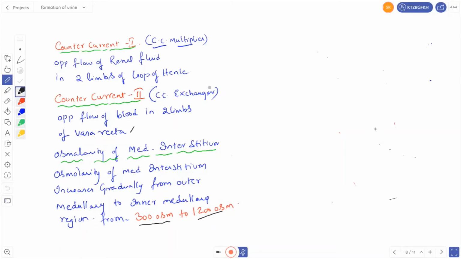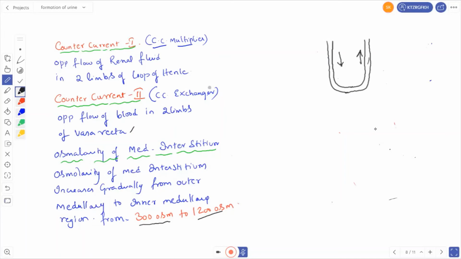So I am drawing the loop of Henle here. It is the opposite flow of renal fluid in the two limbs of the loop of Henle. So you know that one is the ascending limb and one is the descending limb. So this is the descending limb and this one is the ascending limb. So urine flows in the descending limb in this direction, in the ascending limb in this direction. So this is called counter current 1.